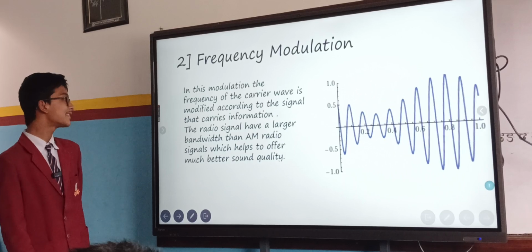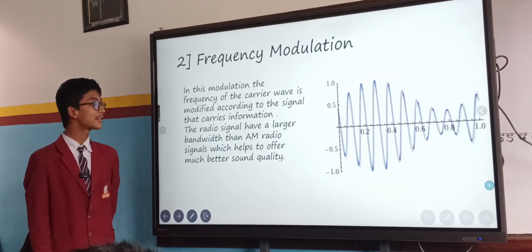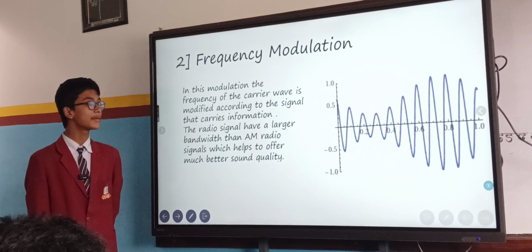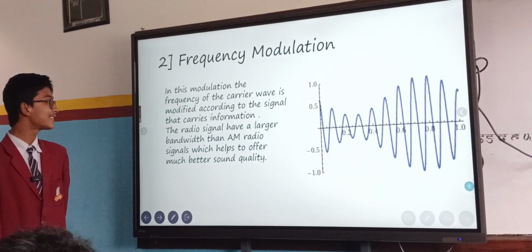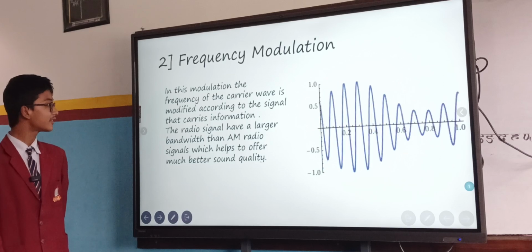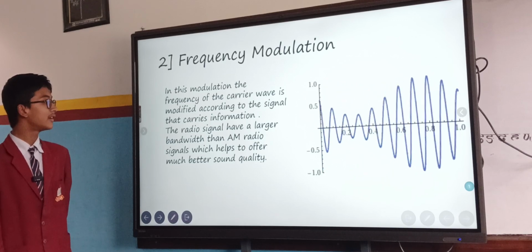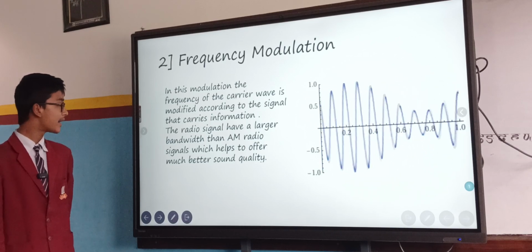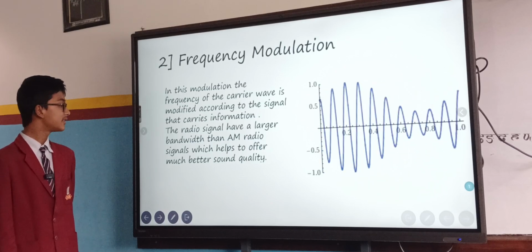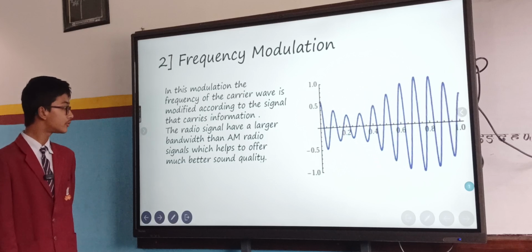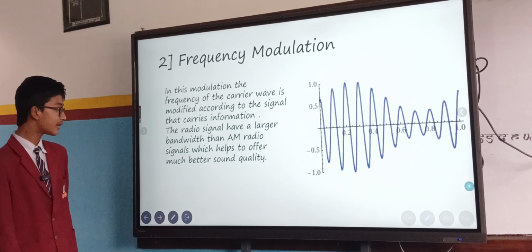Frequency modulation. In this modulation, the frequency of the carrier wave is modified according to the signal that carries information. The radio signals have a larger bandwidth than amplitude modulation radio signals, which helps to offer much better sound quality than AM.